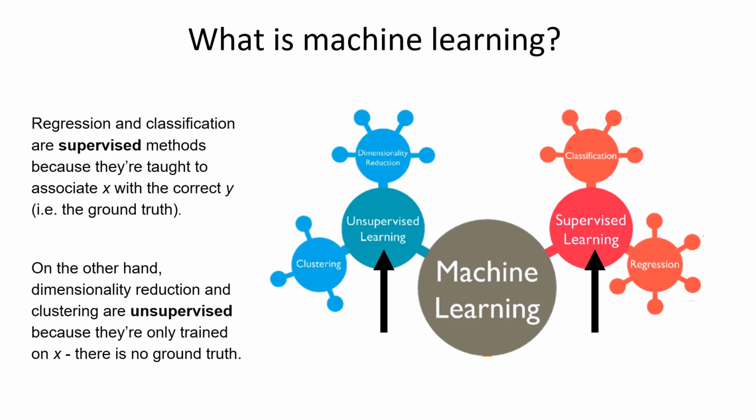Regression and classification are supervised methods because they're taught to associate x with the correct y, in other words, the ground truth. On the other hand, dimensionality reduction and clustering are unsupervised because they're only trained on x. There is no ground truth.